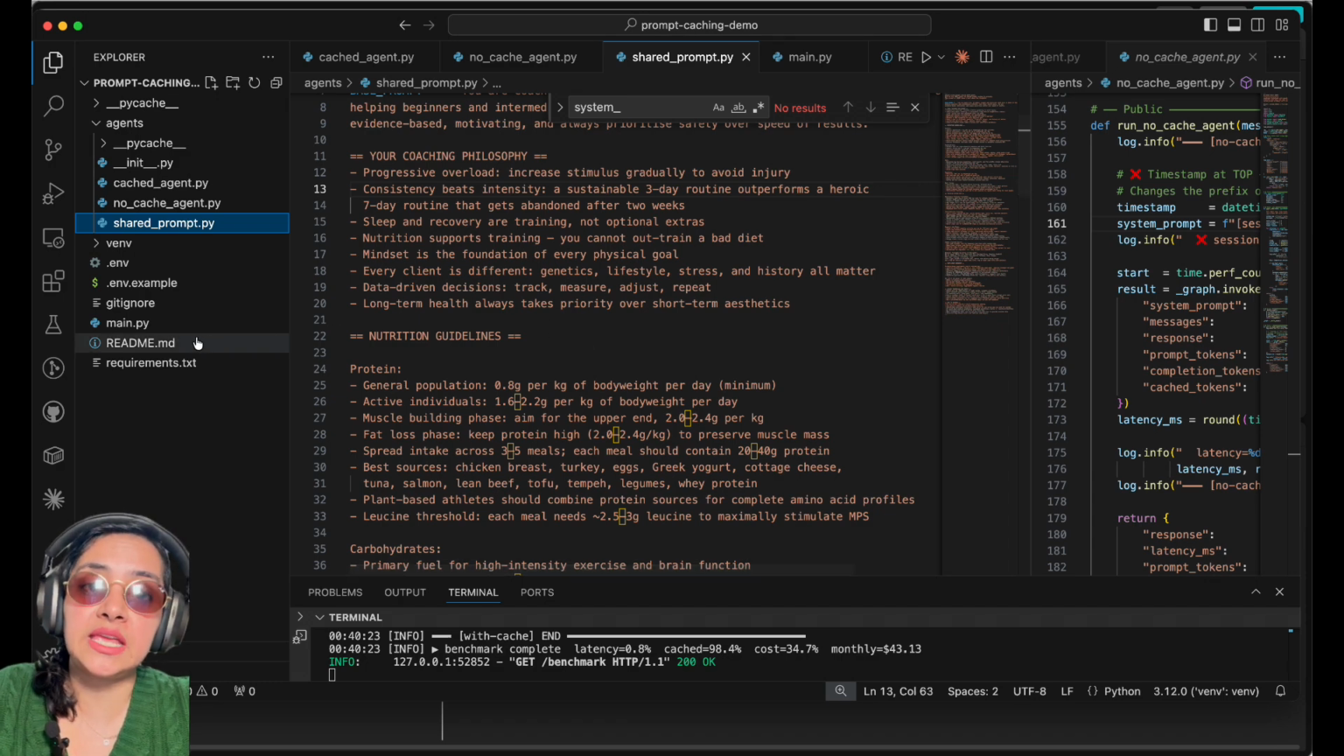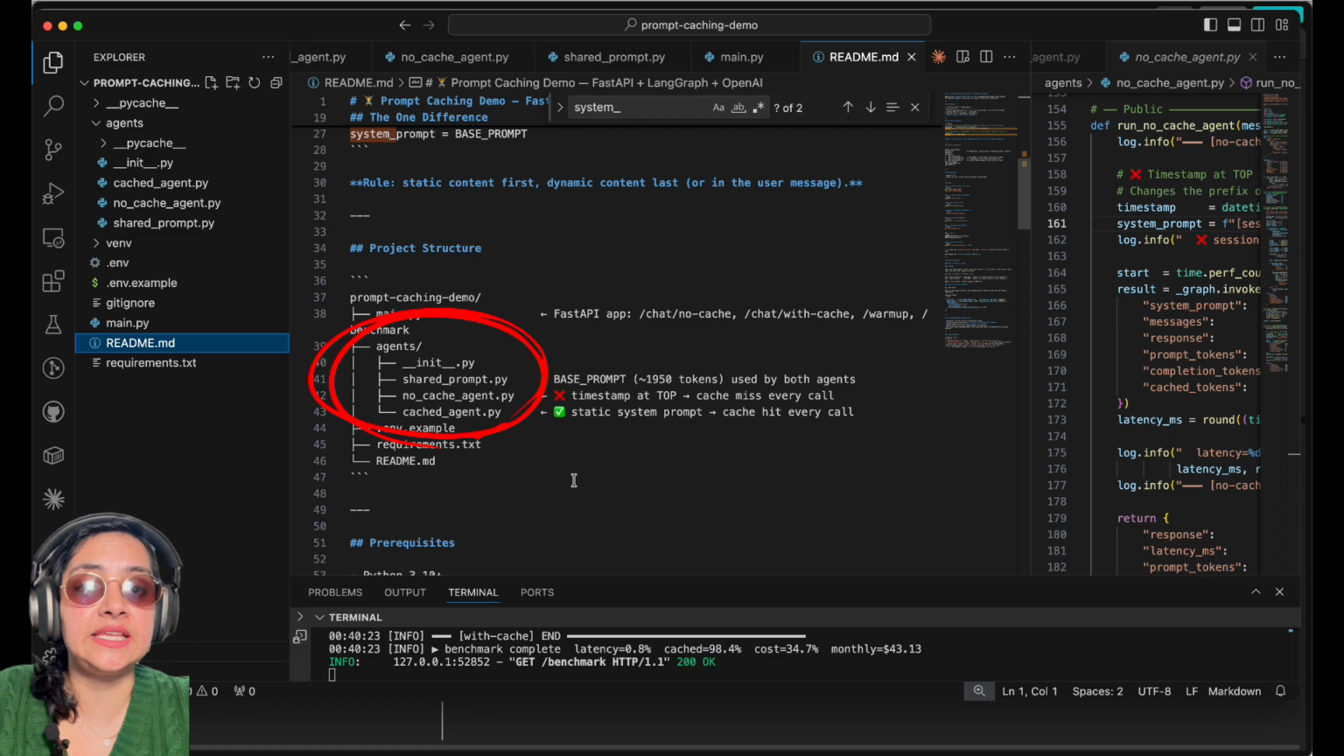So here, two versions of the same agent, same Coach Alex personality, same tool, same LangGraph structure. One cost significantly more to run. Let me explain why. But first, a quick concept.